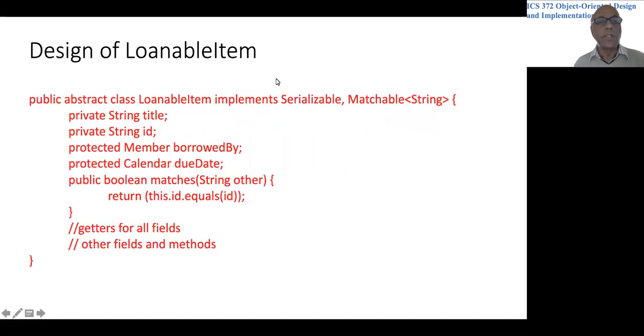In this video, we look at the hierarchy of loanable items. So the superclass LoanableItem implements Serializable, and it implements the Matchable interface, and it has the common methods and common fields for all the different types of loanable items. So the common fields would be things like title, ID, who borrowed the loanable item, and when it is due.